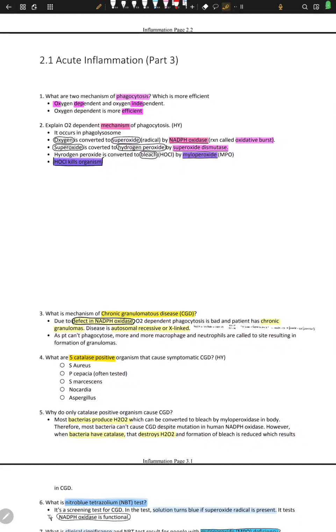About acute inflammation part 3. It's a very easy and very simple topic, by the way. I don't know why people think it's difficult to understand, but it's not. Very easy.